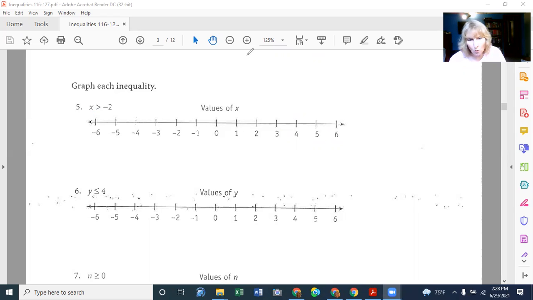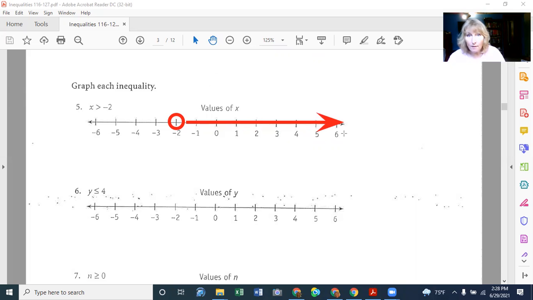And it does not. So it's not going to include -2. So that's going to be an open circle at the -2. So we're going to put an open circle there. And then X is greater than -2. So which way will our arrow go if we want to include numbers that are bigger than -2? Right, to the right is always getting bigger. So we're going to include all the way to the right. So that's how you would graph number 5.